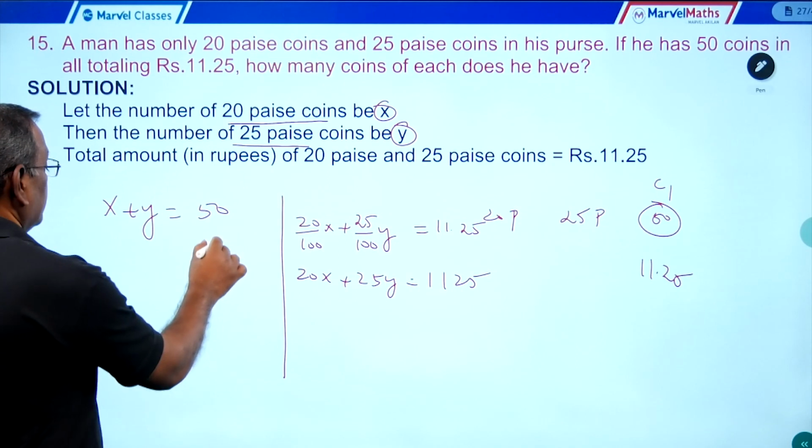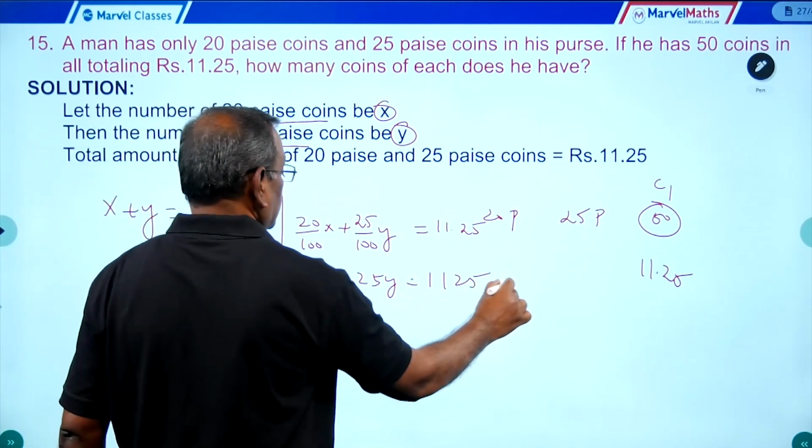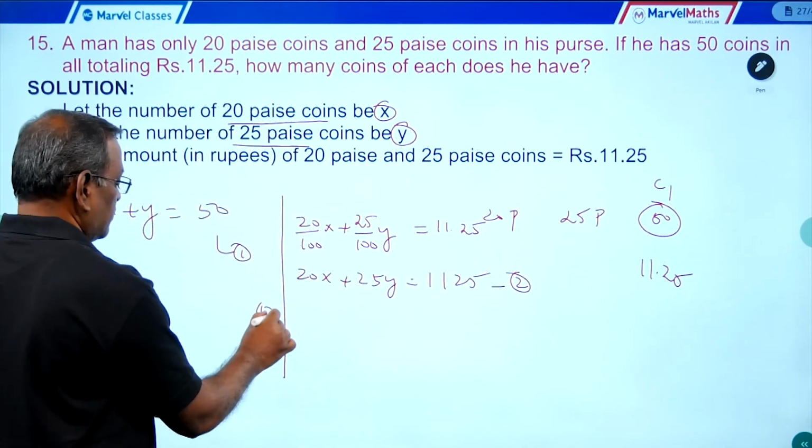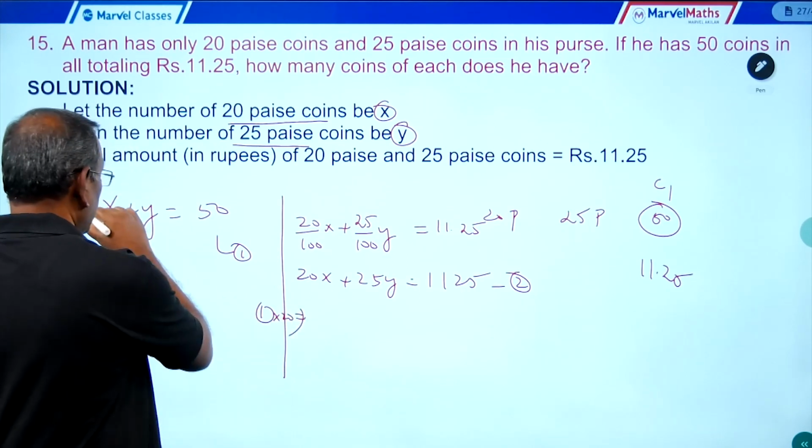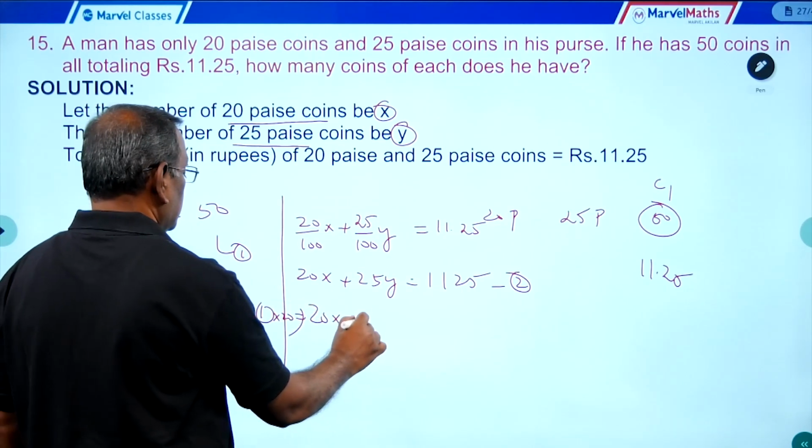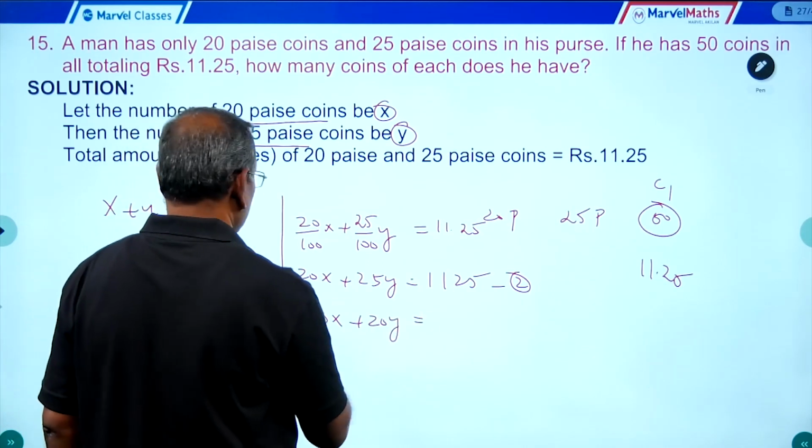And this is linear equation 1 and this is linear equation 2. So if I multiply equation 1 by 20, this is 20x plus 20y equal to 1000.